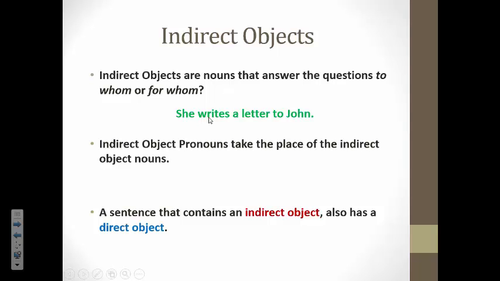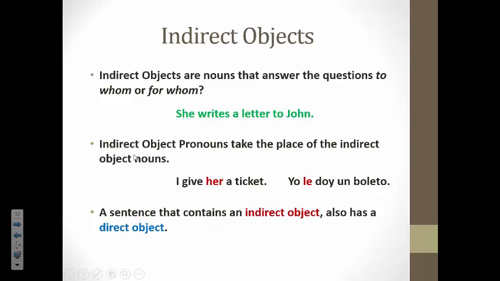So what does she write? A letter. There's your direct object. Who does she write the letter to? To John. John is the indirect object. Okay? So the indirect object is going to receive the direct object. You can also, with indirect objects, almost always find them easily if you can stick the word to or for in front of them.